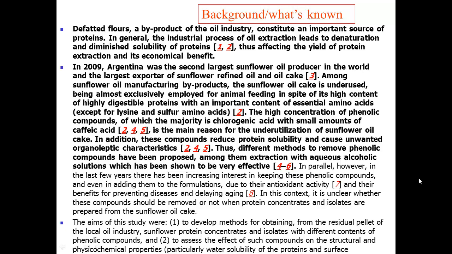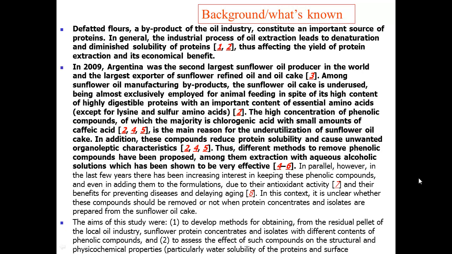But the concern has been that there's a lot of phenolic compounds in these oil cakes, these flours. And people have to extract them. They've thought that they had to take them out. And that's the main reason that people haven't used these sunflower flours before, because they were worried about having to take out these chemicals. Also, these compounds reduce the protein solubility and cause some bad things. So, different methods have been invented, or been proposed, to remove these compounds. So there's different things people think might remove these compounds.